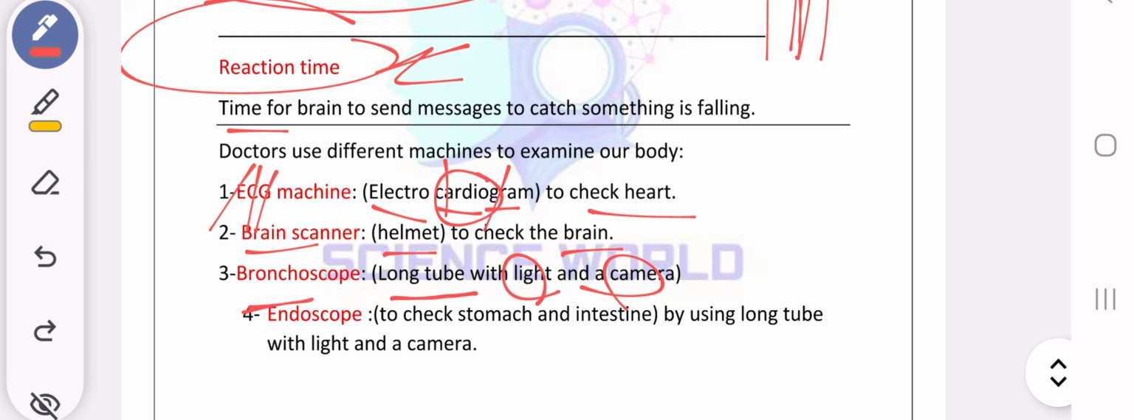Broncho, it's come because lungs or the tubes is called broncho. Scope, it means like a scope. It has light and camera. Endoscope, endo, it means inside me. If I want to check my stomach and intestine, this camera and this light will go inside me from my mouth. So this is endoscope.